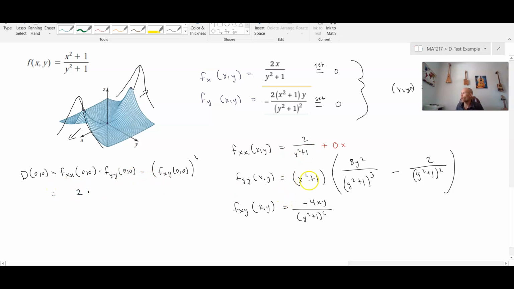Times f sub yy at (0, 0). So here I'll get 1, because 0 squared plus 1 is 1. Here I'll get a 0 in the numerator, so this whole thing will end up being 0 over 1. And here I will get minus 2 over 0 squared plus 1 is 1 squared, which is 1. So I get negative 2.